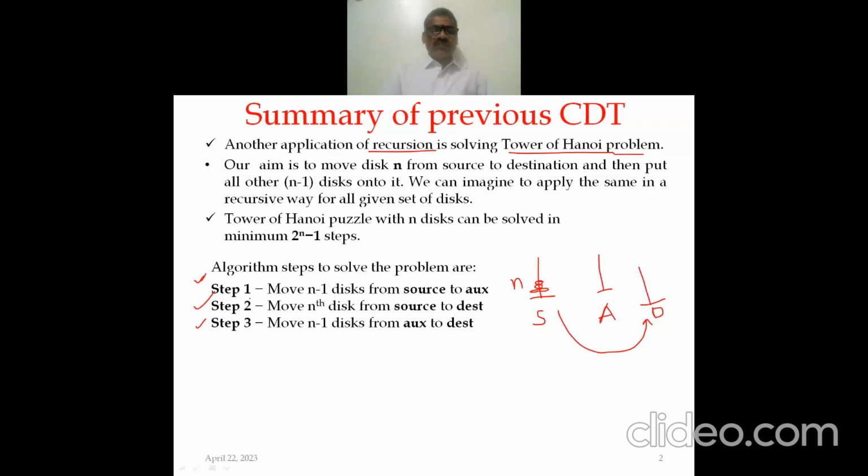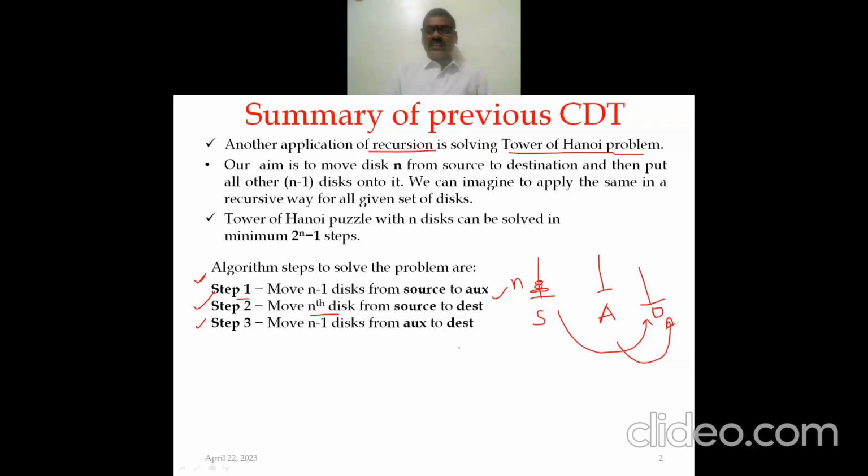So recursion involves these three steps. We have to move n minus 1 disks from the source to auxiliary. This is the first step. And the remaining nth disk from the source, we have to move to the destination. That is the second step. And then move the n minus 1 disks, whatever n minus 1 disks we have, from auxiliary to the destination.